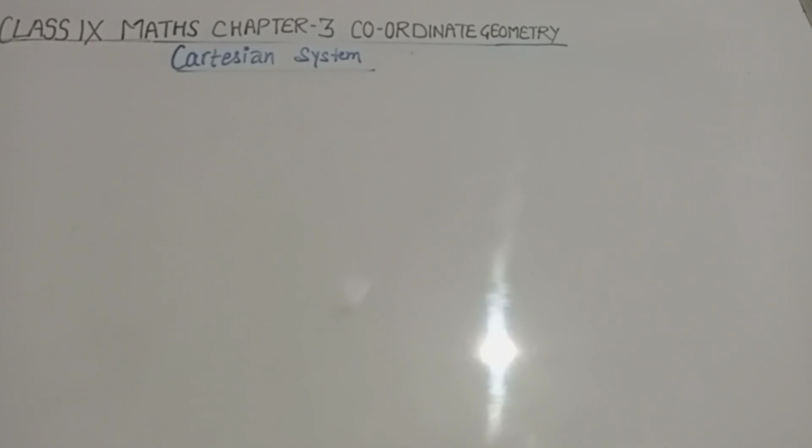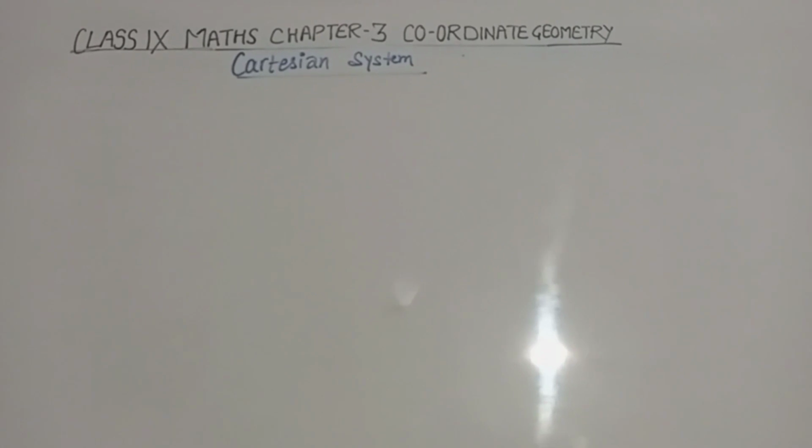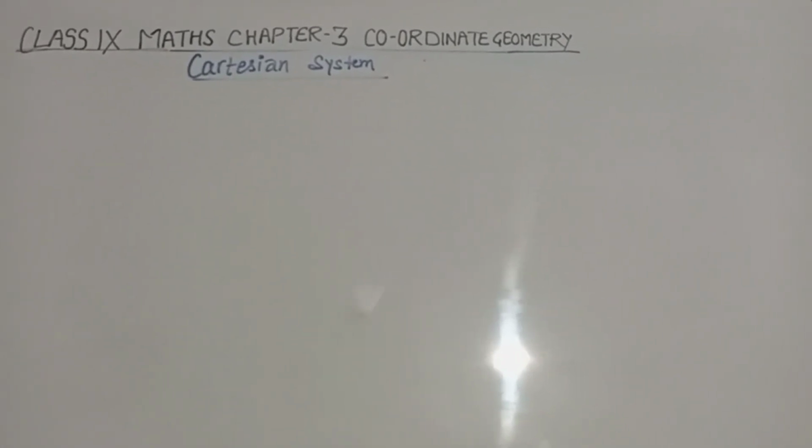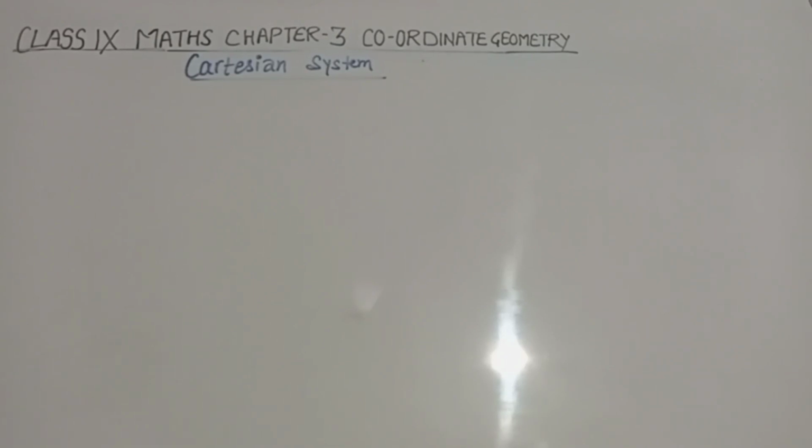Hello. Now, in this video, we will do class ninth Maths Chapter 3 Coordinate Geometry, further topic that is the Cartesian system. In a previous video, we discussed the introduction part of coordinate geometry, so that is where we stopped. René Descartes is a philosopher and a mathematician from France.